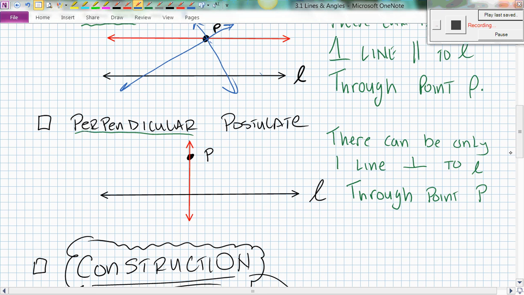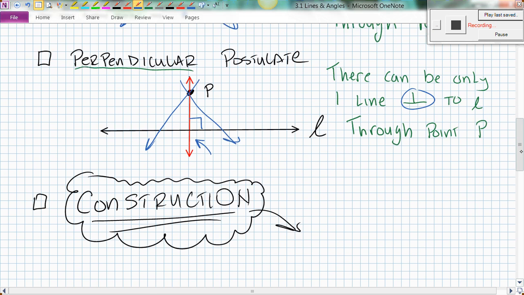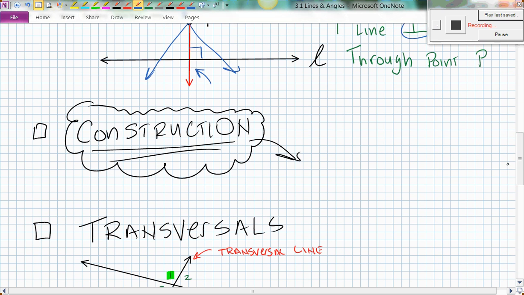Similarly, the perpendicular postulate tells you that there can only be one line that is perpendicular to line L through point P. Again, I could have lots of lines that go through line L and through P, but only one of them, the red one, will be perpendicular, which of course means they intersect at right angles. Then we did a construction today of the perpendicular postulate, so make sure you can do that with a compass and straight edge.